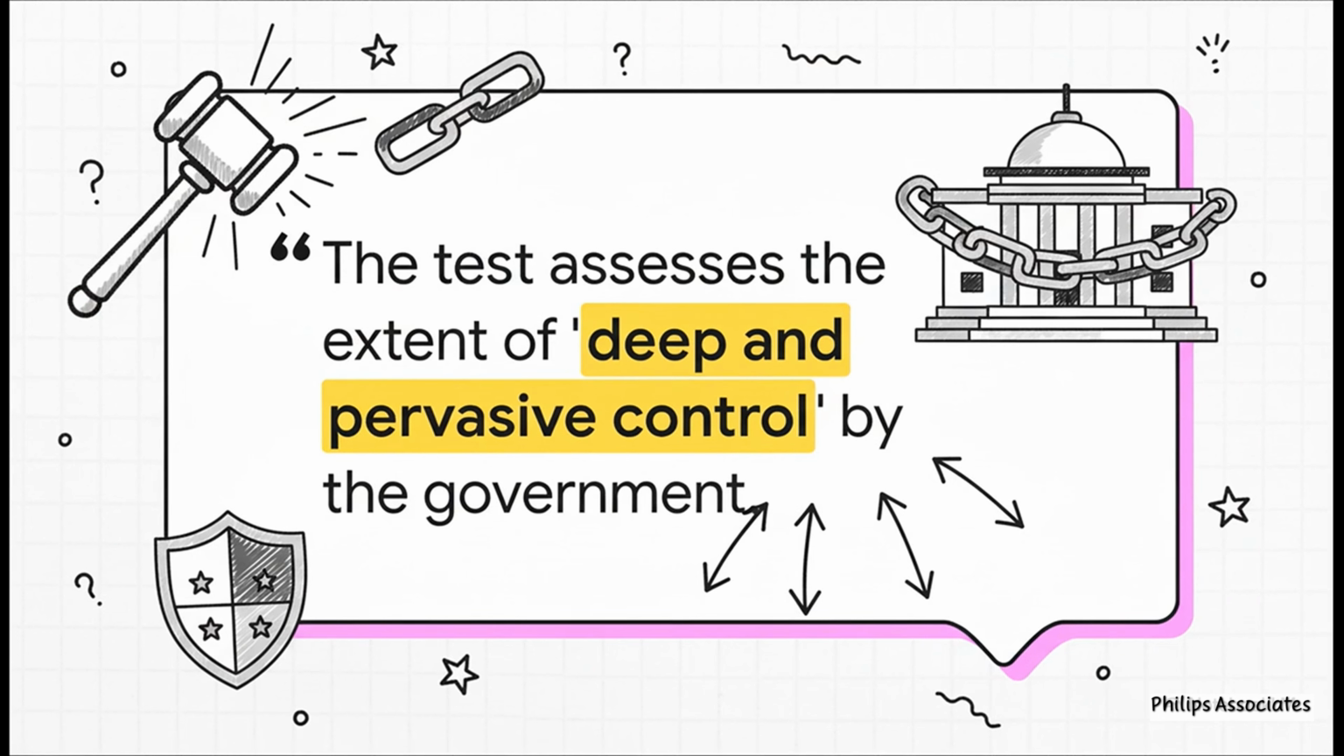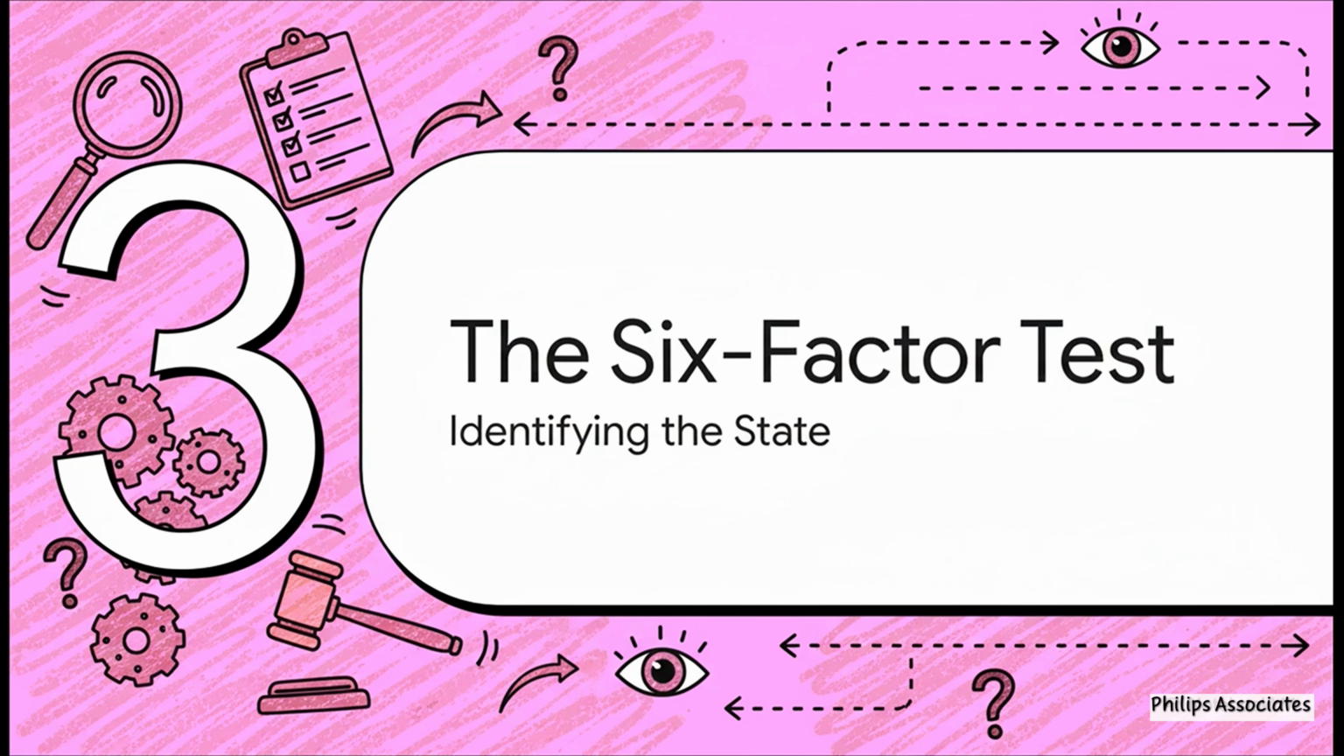So if you take away one thing, let it be this. The entire test, the whole shebang, really just boils down to one simple question. Is there deep and pervasive control by the government? That's the magic phrase. That's what the court is searching for. Okay, so how do they actually find this deep and pervasive control? Well, they don't just guess. They have a checklist, a 6-factor test. Let's go through it, kind of like a detective working a case.